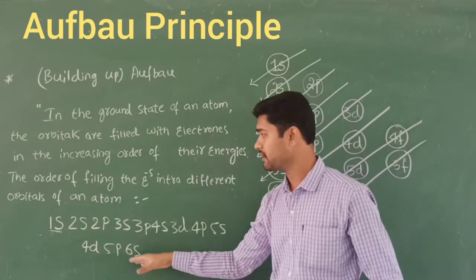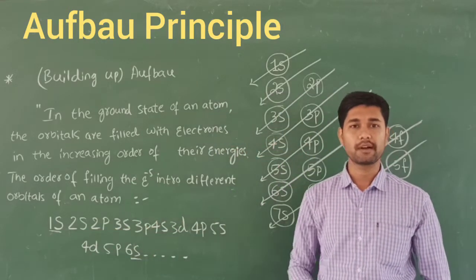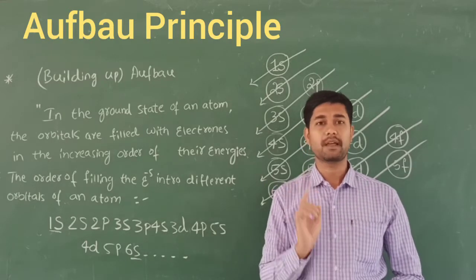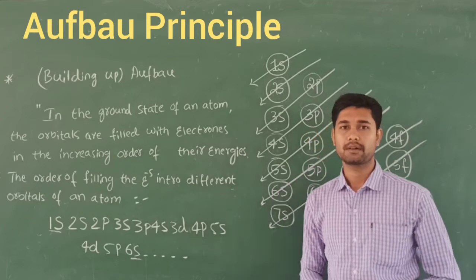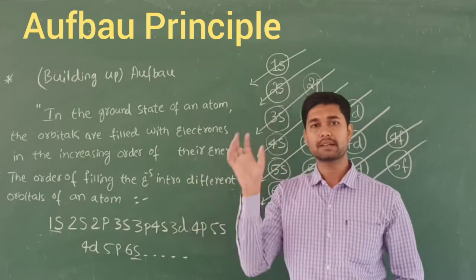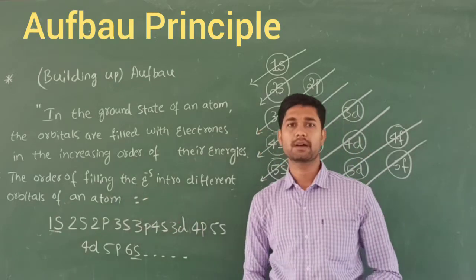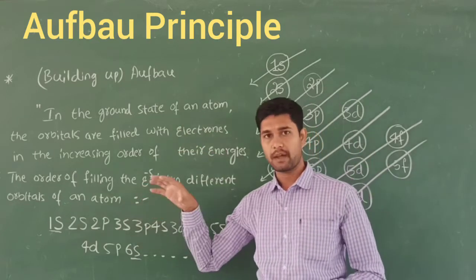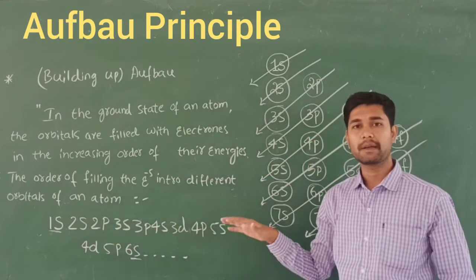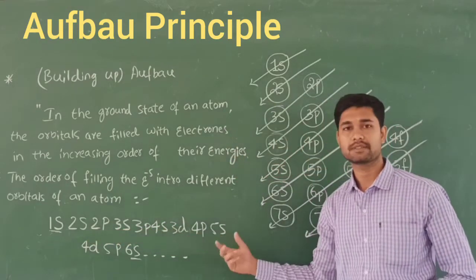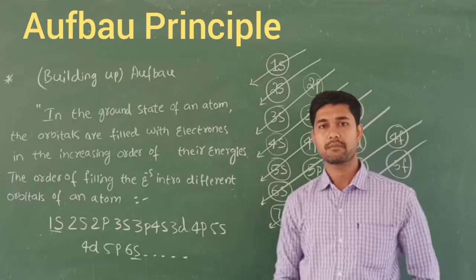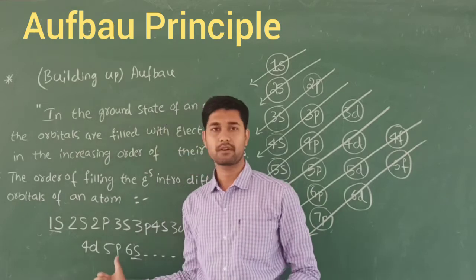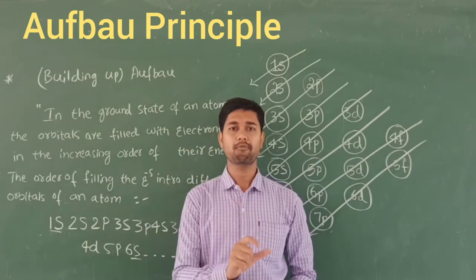How do we find out which is higher energy and which is lower energy? We determine that by the n plus l rule. You should remember that n plus l rule; in a previous video I discussed it. Based on the n plus l rule, we tell which orbital has lower energy and which has higher energy. According to the Aufbau principle, we fill the electrons in the respective orbitals in increasing order of their energies. To remember this chart, we write the increasing order of the energies. This covers the Aufbau principle.